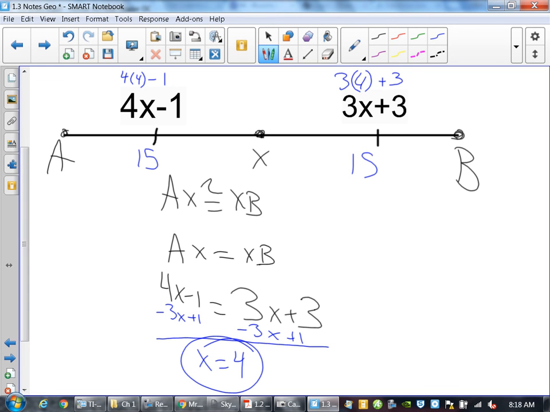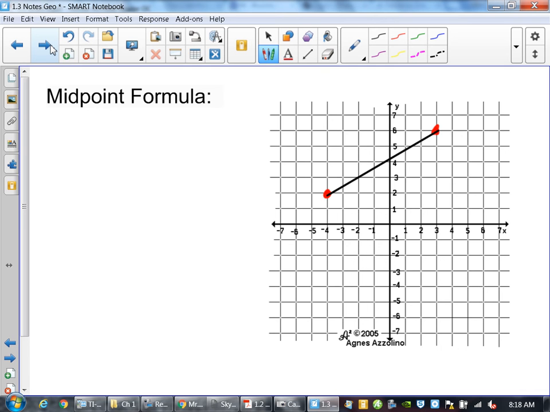Let's try another one. There's actually a technical formula for when you're dealing with coordinates. And what I mean by coordinates, we're talking about ordered pairs: one set of x and y values, and another set of x and y values. And this is actually really, really easy. And I know you've seen this before.